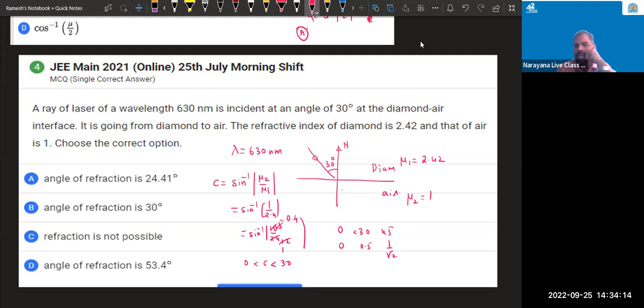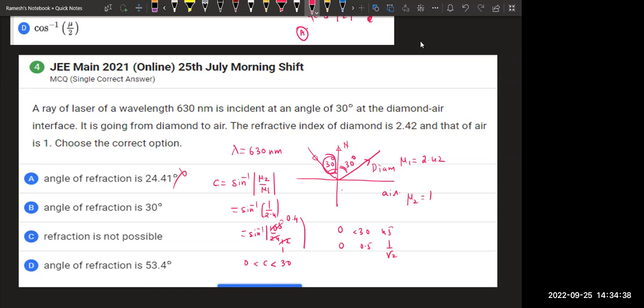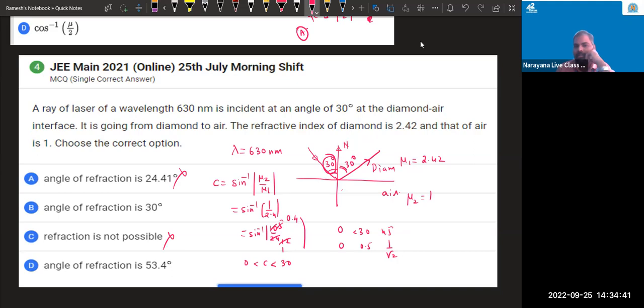This means the angle of incidence is more than the critical angle, no? So the ray of light undergoes total internal reflection. You understood the concept? Yes, sir, understood. So this is wrong, na? The angle of refraction is 24.141 degrees, wrong. Second one also there. C is 100% wrong. And sorry, the angle of refraction is not possible. Correct, na? This is our correct answer.